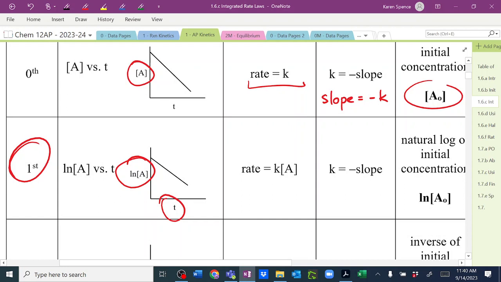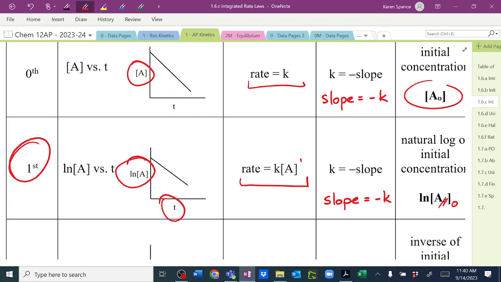And that means that your rate law is rate equals k times [A] to the power of 1, of course. And again, the slope will be negative, so k is equal to the negative of the slope. Also, the slope, of course, would be negative k. The y-intercept would be the ln of the initial concentration of A. Yes?